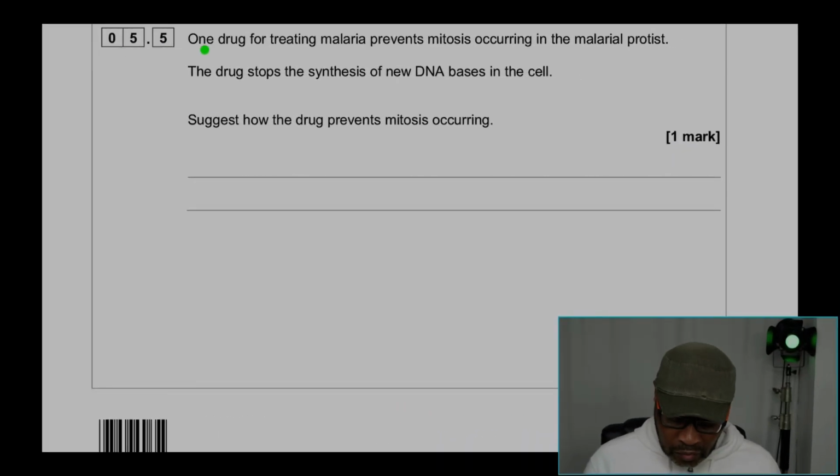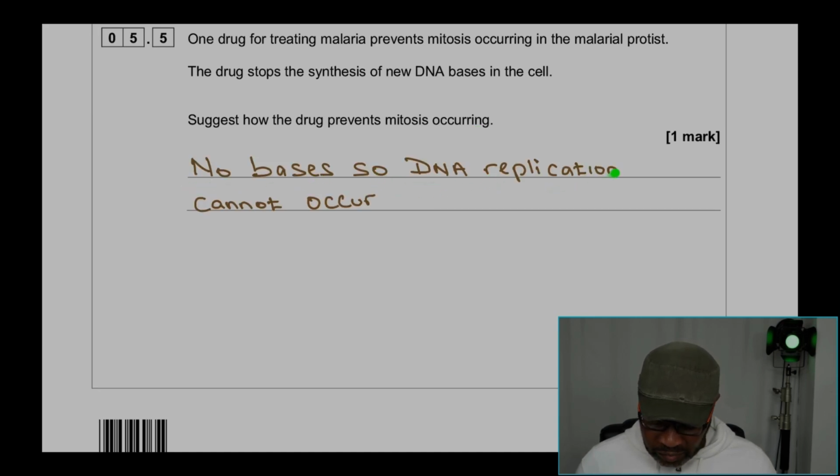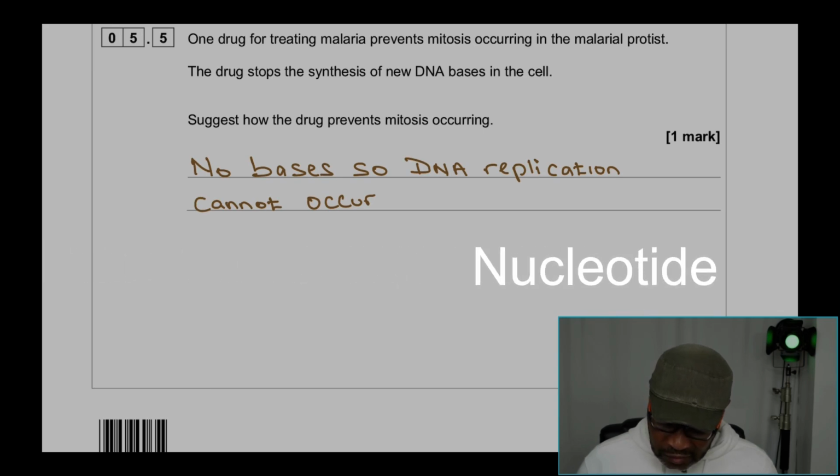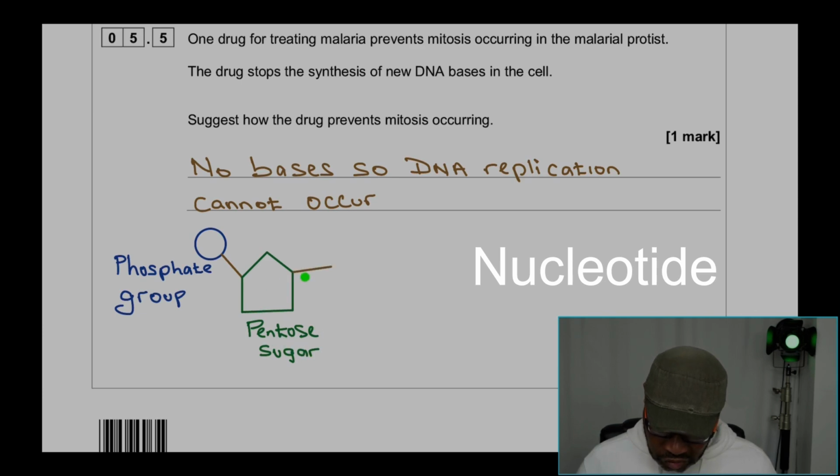Question 5.5. One drug for treating malaria prevents mitosis occurring in the malaria protist. The drug stops the synthesis of new DNA bases in the cell. Suggest how the drug prevents mitosis occurring. No bases, so no DNA replication can occur, because the DNA has nucleotides, and each nucleotide consists of a phosphate group joined to a pentose sugar group, which is joined to a nitrogen base. And if the nitrogen base is not there, then the DNA cannot replicate, because this will be missing.